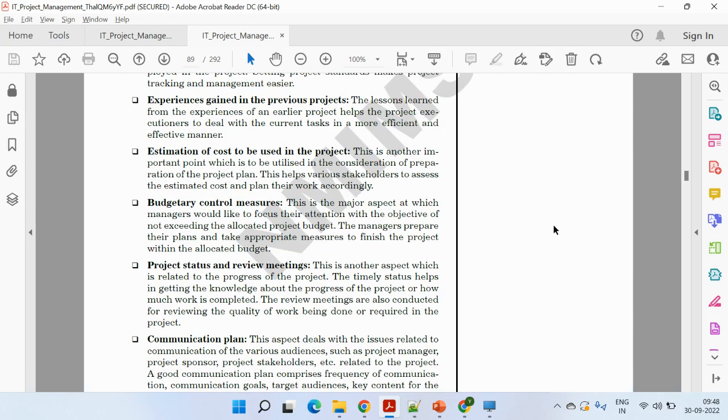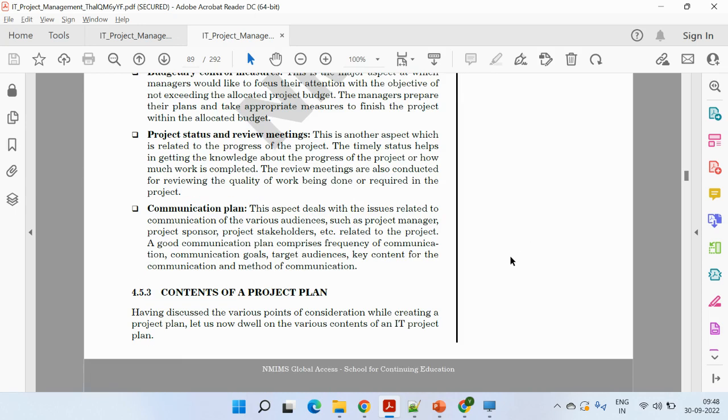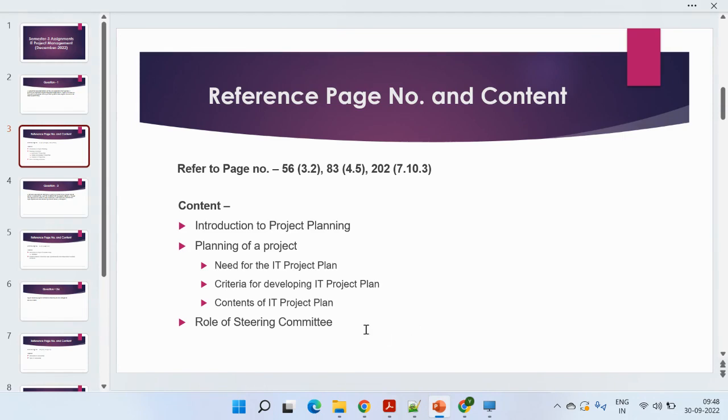Timely project meetings, business reviews based on certain sprints. I think you have already read about agile and scrum methodology, so you can just give a brief. What are the different communication plans? You can mention all this as a part of the planning.